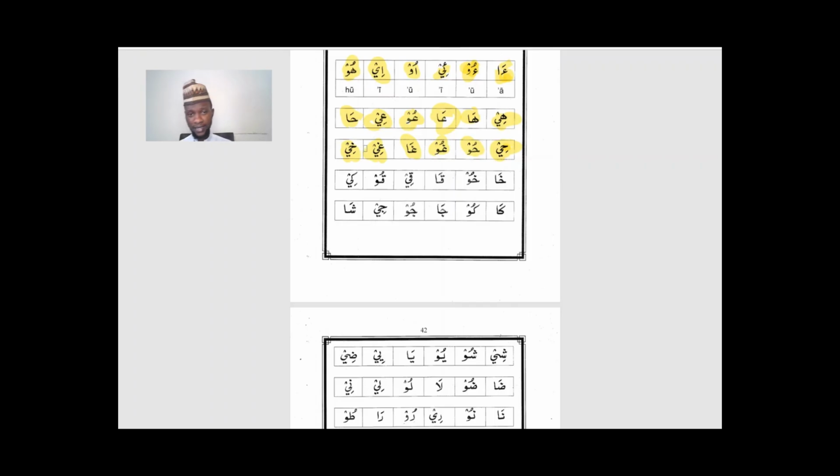You need to have mastered the short vowel sounds so that you will not be mixing them together with these long vowel sounds. If you did not master the previous lessons, which include fatha, kasra, and damma, you'll be mixing them with the long vowel sounds and you'll be reading the Quran wrongly. So you need to take note of that.